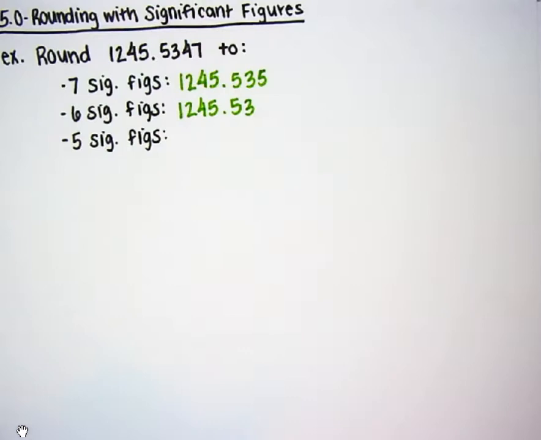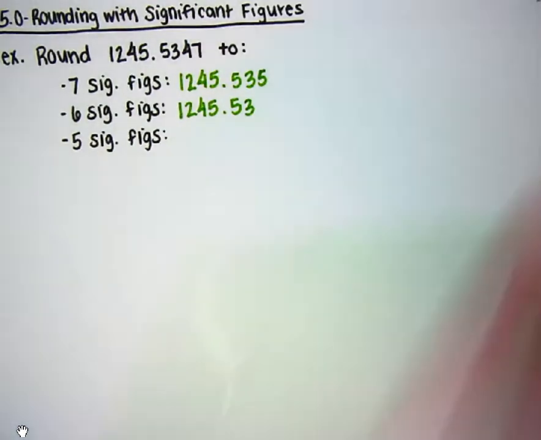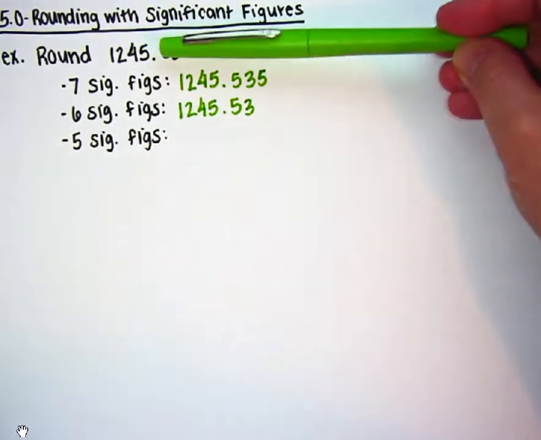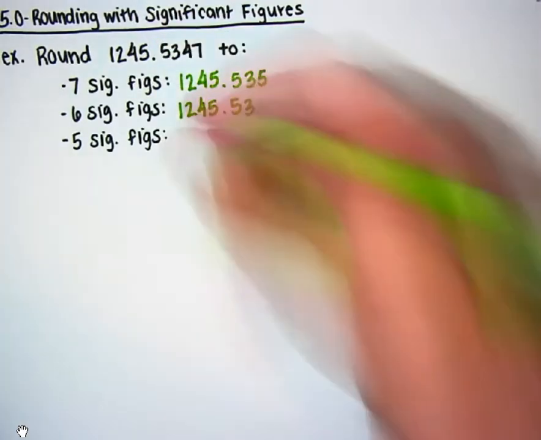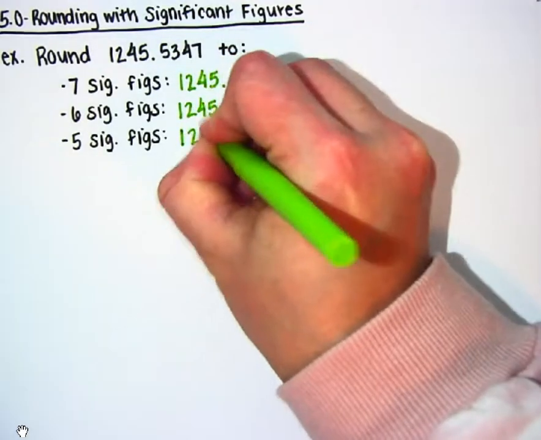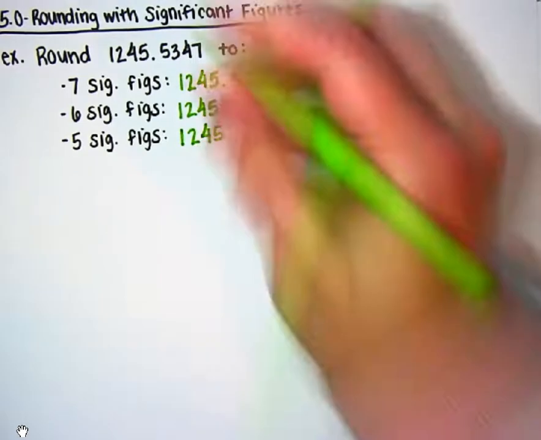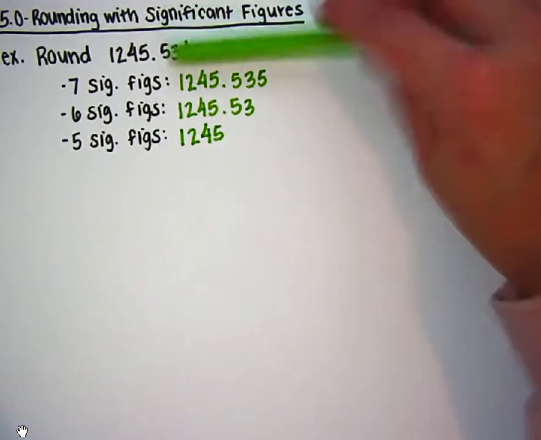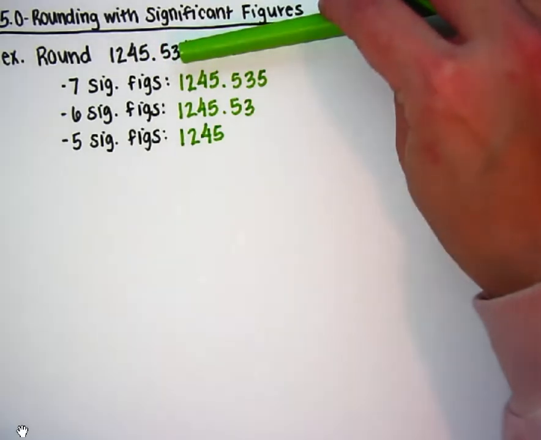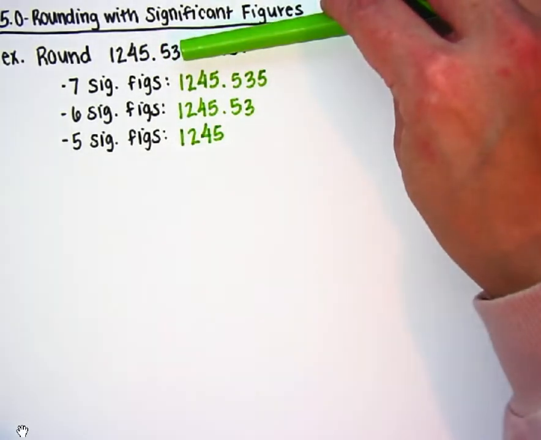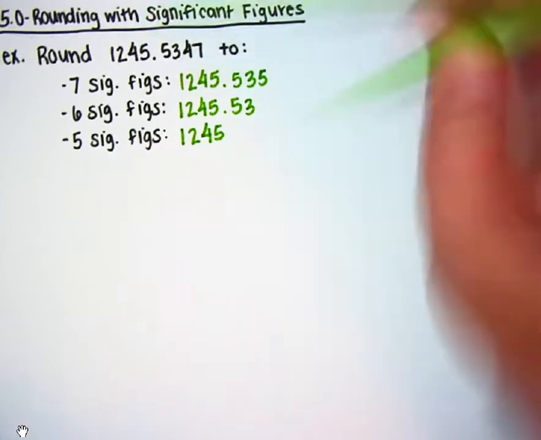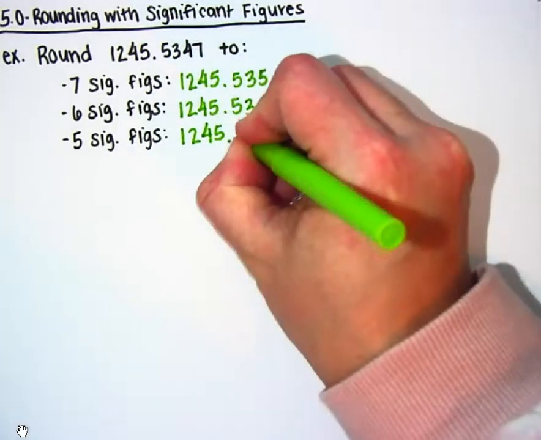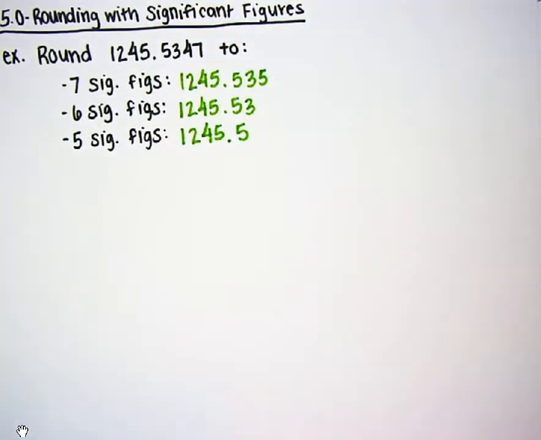Same number, let's go to 5 significant figures. So we're going to keep the first 4, and then for the 5th number, we need to determine if it's going to round up or not. So that 5th digit is 0.5. I want to look at the one number that comes after it. It's less than 5, so we're not going to round up. 1,245.5.